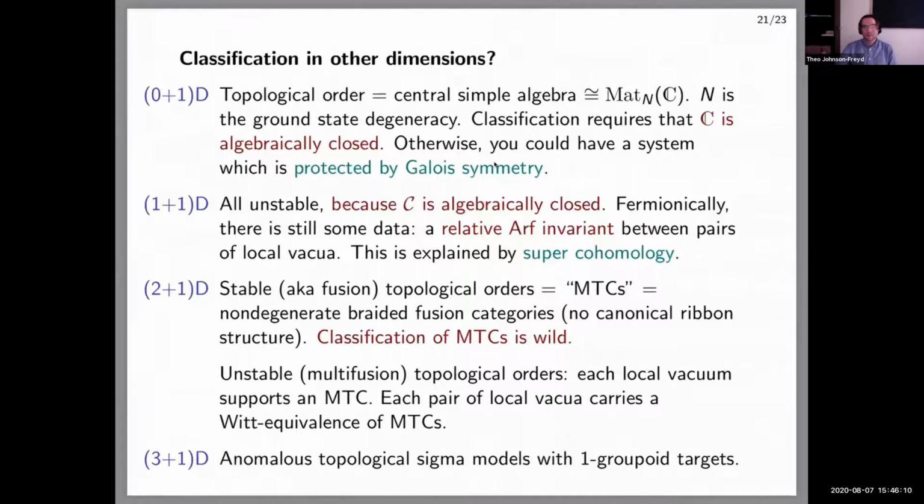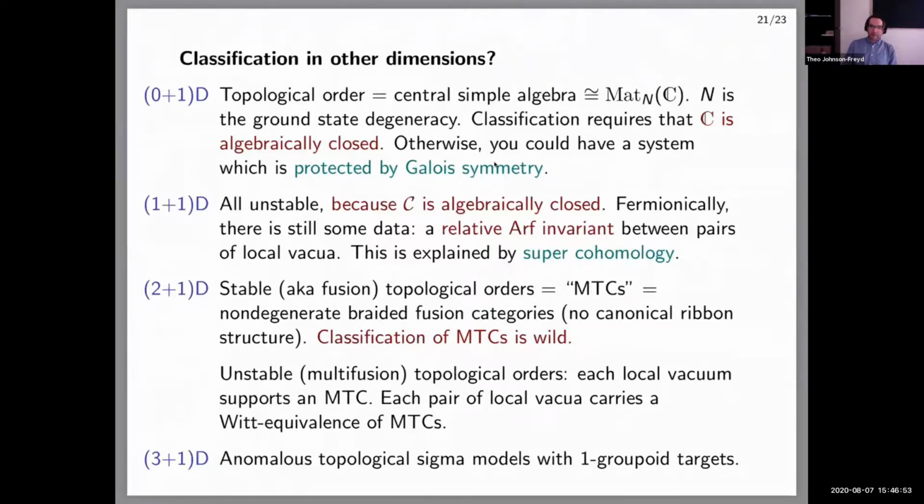So let me just quickly run through what my definition means in all dimensions. In 0 plus 1D, as we were saying, we're talking about matrix algebras. Really, we're talking about central simple algebras, which are the same as matrix algebras up to a U1 ambiguity. As Xiaogang told us on Monday or Tuesday, I don't remember, in 1 plus 1D, all topological orders are unstable. You can always collapse your theory onto a single local vacuum. Fermionically, there's still a little bit of data if you have a 1 plus 1D unstable theory: you might have two local vacua and they could either have the same relative Arf invariant or a different relative Arf invariant.